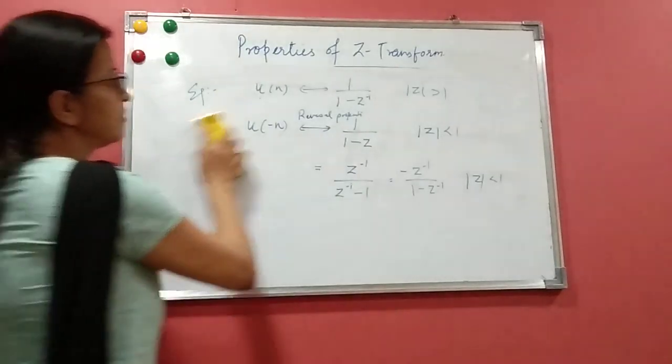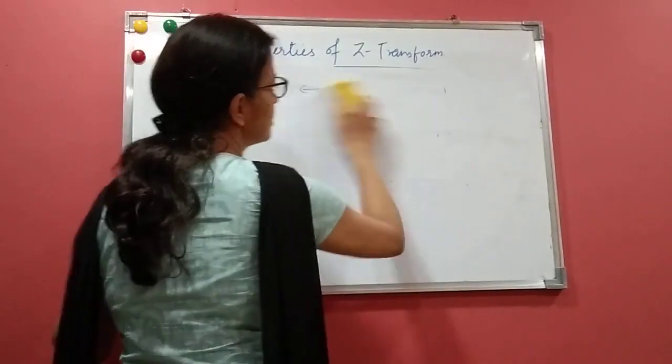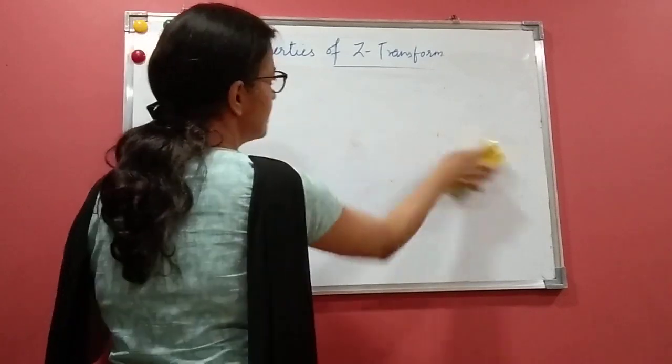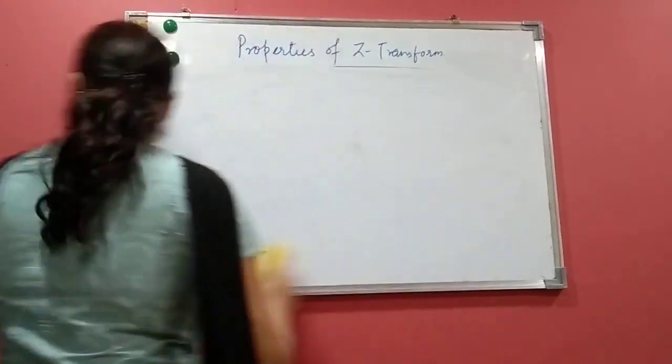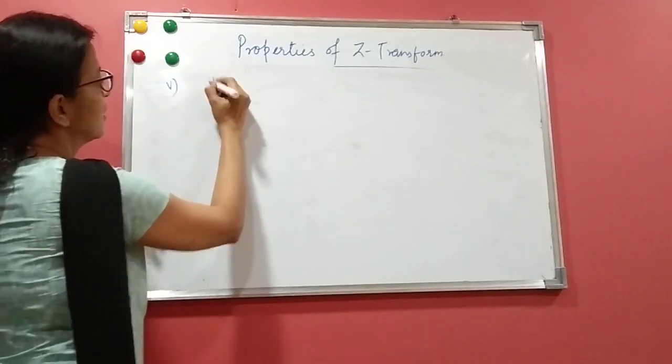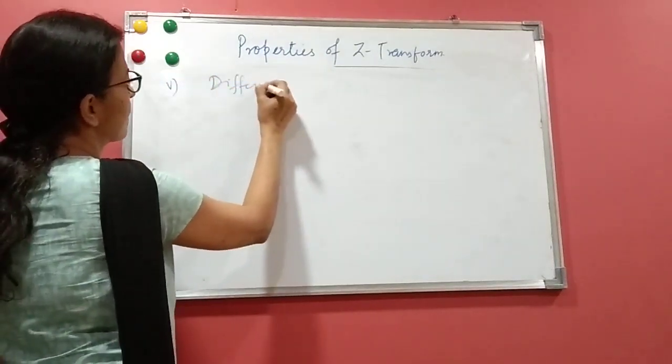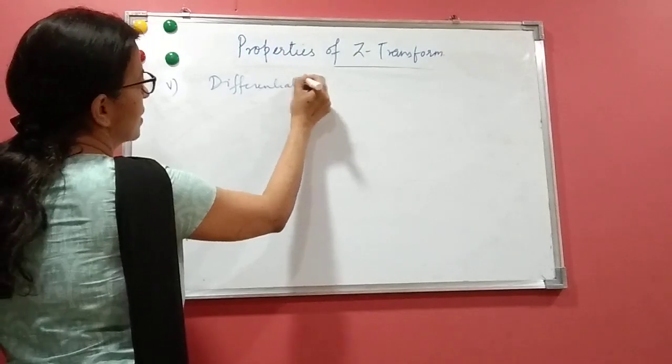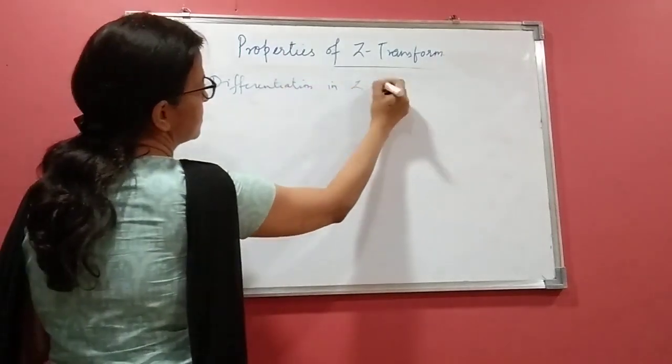Okay. Let us see the fifth property, which is differentiation in z domain. These are the important properties. There are many properties, but we are doing some important ones. The fifth property is differentiation in z domain.